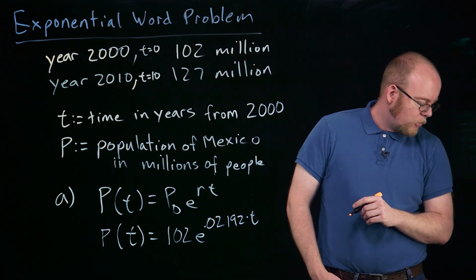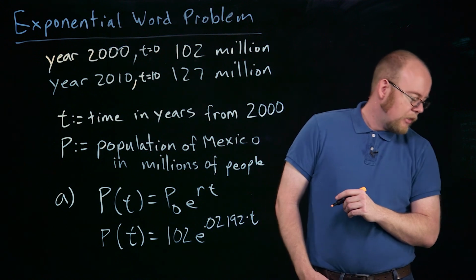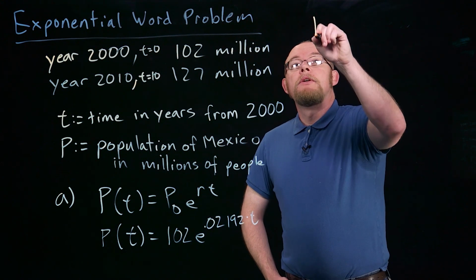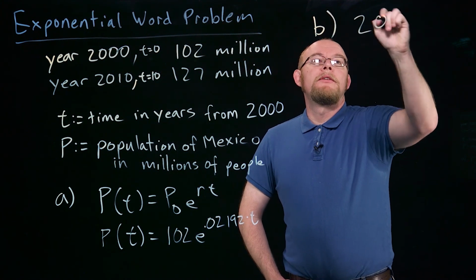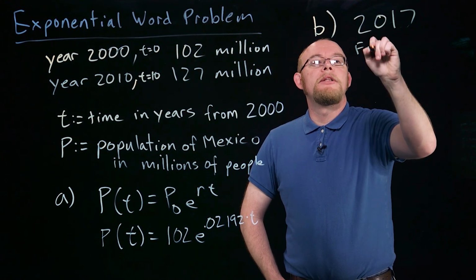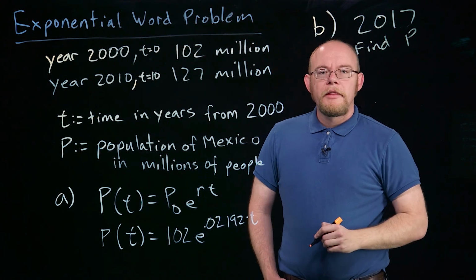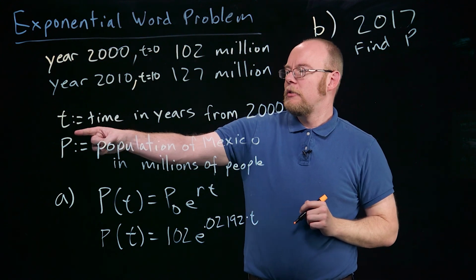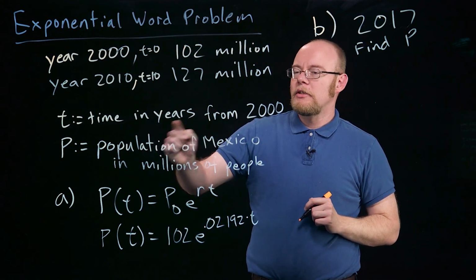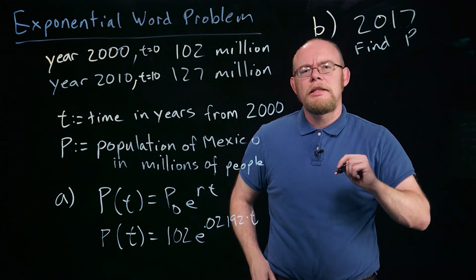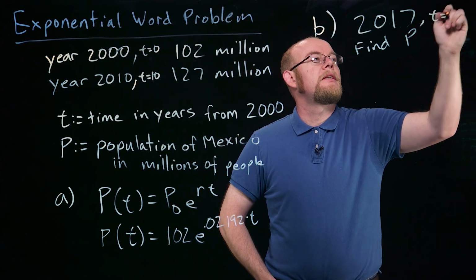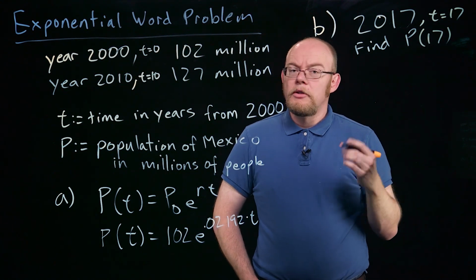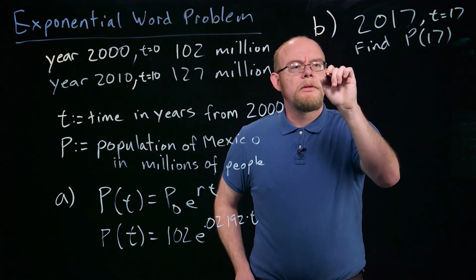It says find an exponential model for the population, use your model to estimate the population in 2017. So if we look at that, we need to figure out what's going on in 2017, and we need to find the population. Now, what that means is, we don't plug in 2017 for t because it's in time and years from 2000. So it's going to be 17 years. So in this case, t is 17, and what it wants us to find is P of 17. So now we just substitute it into this model and see what comes out.